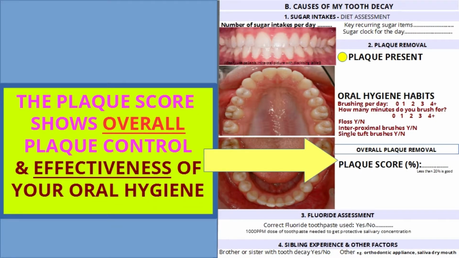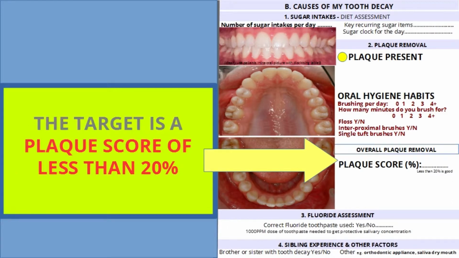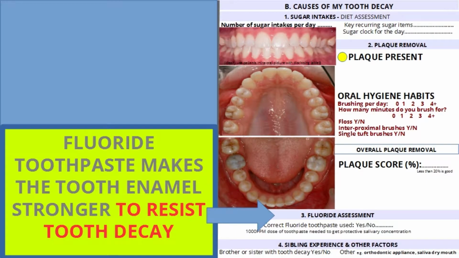The plaque score shows your overall plaque control and the effectiveness of your oral hygiene. The target is a plaque score of less than 20%. Fluoride toothpaste makes the tooth enamel stronger to resist tooth decay.